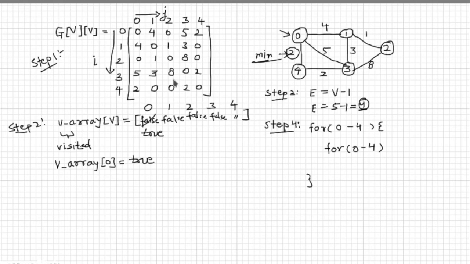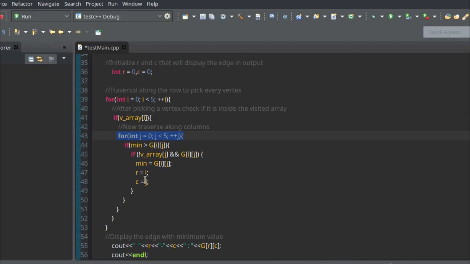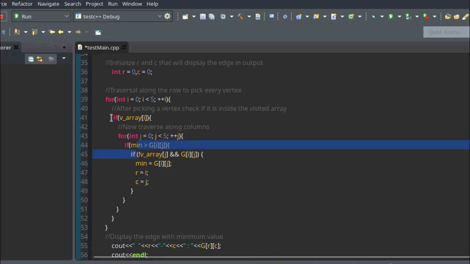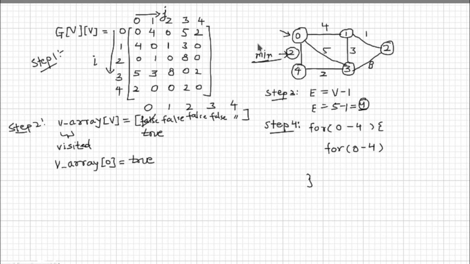Let's move on to the next step, which is step 5, and step 5 is this condition. Whenever we are at any particular row, we are going to see what the value of that particular vertex is in the visited array. Let's say initially we are at the 0th vertex, so we have also initialized the value in the visited array of this particular vertex as true.